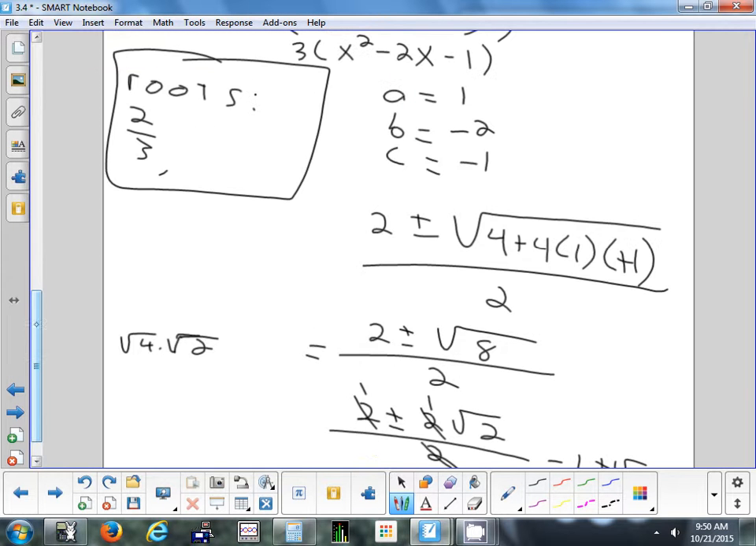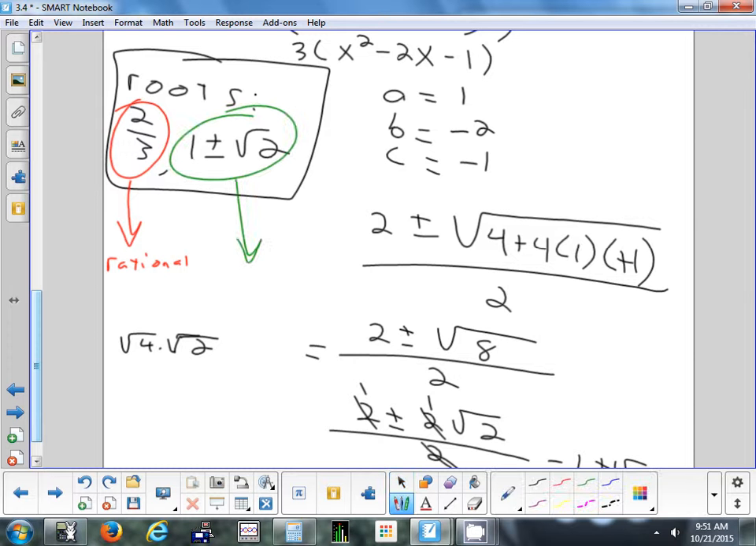So I'll write those up here. So my 3 answers are 2/3, 1 plus square root 2, 1 minus square root 2. Is that one rational or irrational? Rational. Rational or irrational? Irrational. That's irrational because it has a square root in it. Good.